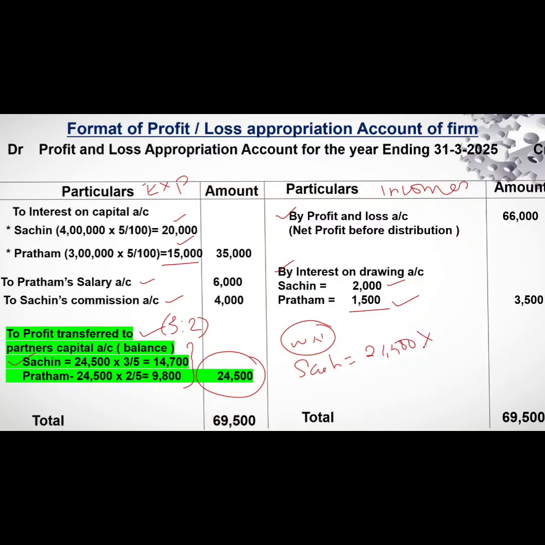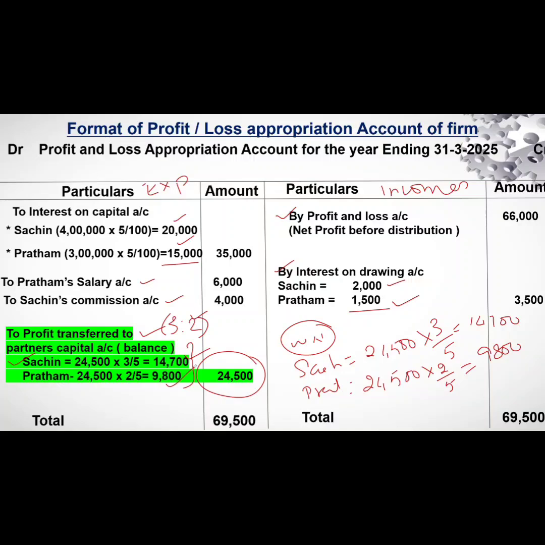So for Sachin, it is 3 and the total is out of 5. 3 parts should be given for Sachin. So he will get 14,700. That is what is entered here. And for Pratham, again, out of total profits 24,500, his share is 2 parts, 2 out of 5. So it will be 2 by 5. He will get 9,800 as his share of profit from the firm. So therefore, this will be shown in the inner column to just show how the partners will share their profits.